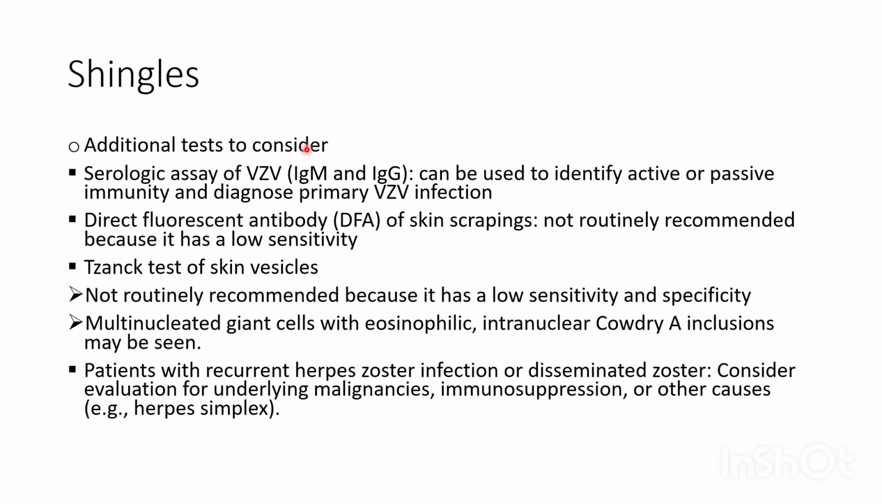Additional tests to consider: serologic assay of varicella zoster virus, IgM and IgG, can be used to identify active or passive immunity and diagnose primary varicella zoster virus infection. Direct fluorescent antibody of skin scrapings, not routinely recommended because it has a low sensitivity. Tzanck test of skin vesicles, not routinely recommended because it has a low sensitivity and specificity. Multinucleated giant cells with eosinophilic intranuclear Cowdry inclusions may be seen in the Tzanck test.